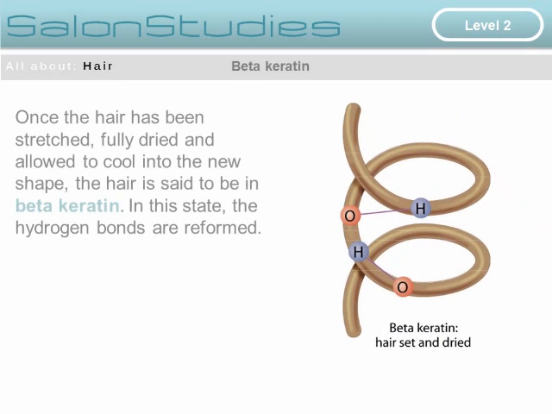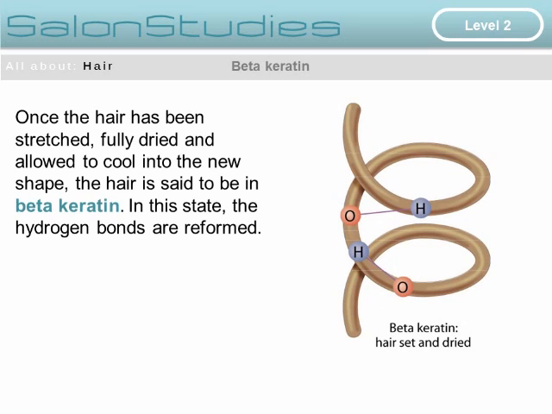Beta keratin. Once the hair has been stretched, fully dried and allowed to cool into the new shape, the hair is said to be in beta keratin. In this state, the hydrogen bonds are reformed.